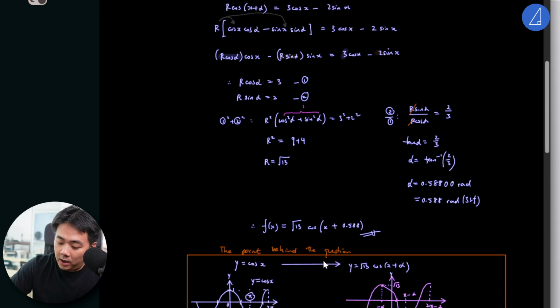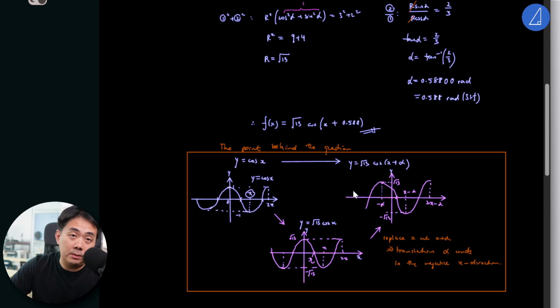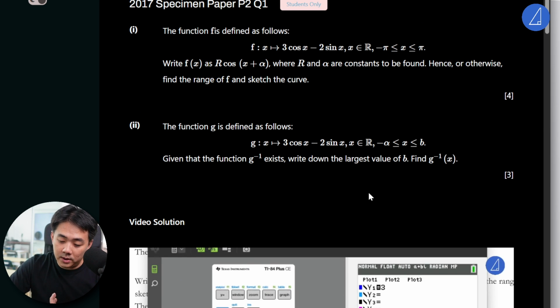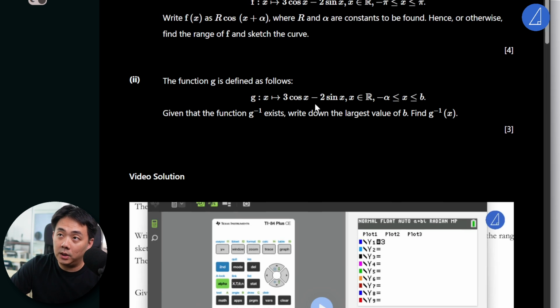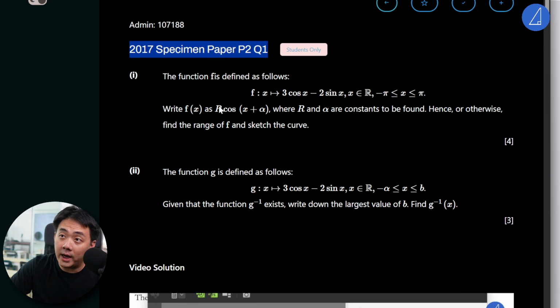Then from the R formula, you know what the maximum and the minimum are. But I will suggest you Google search this question in the question bank: 2027 specimen paper 2 question 11. Write it down and try this question. It's in the specimen paper for a reason, because it hasn't come up.